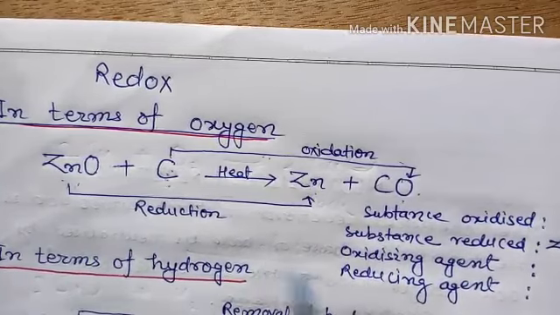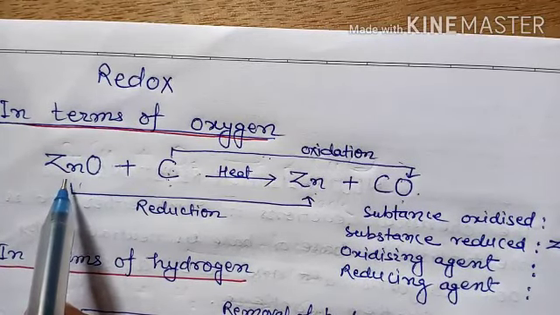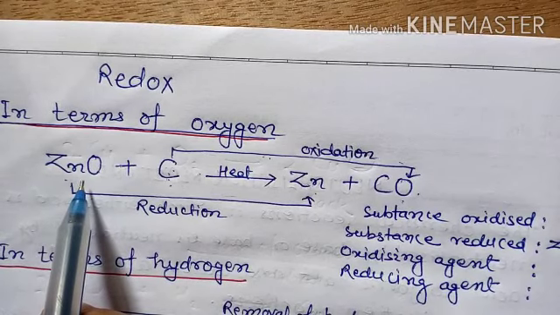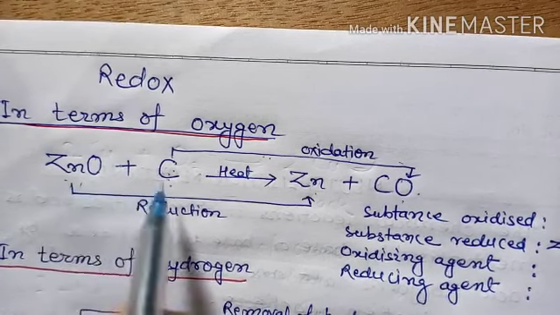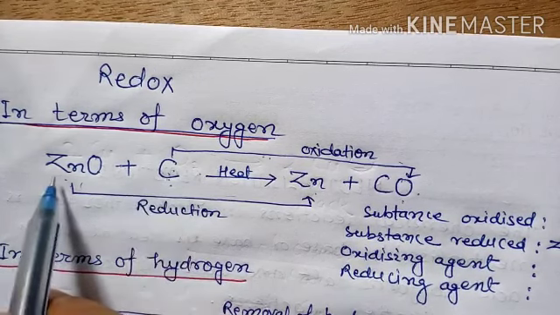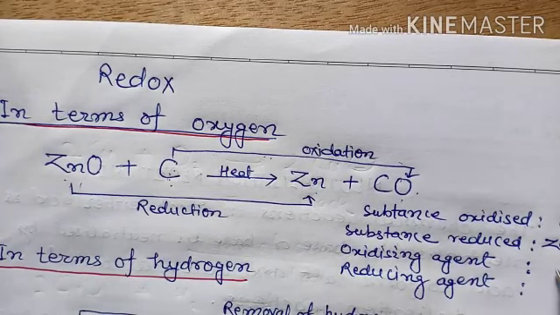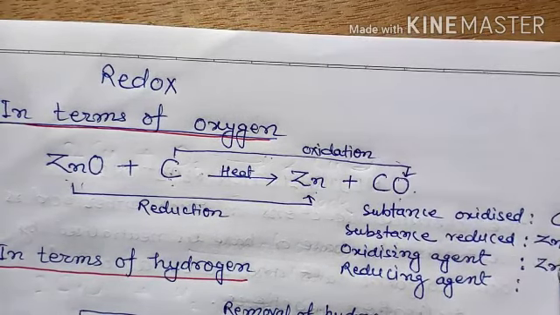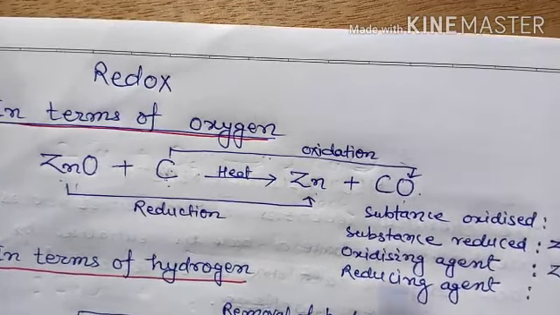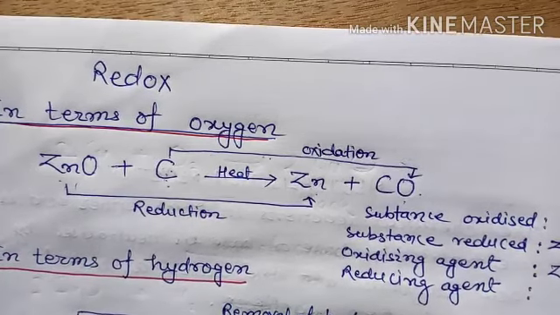And students, because carbon gets oxygen from zinc oxide, zinc oxide is acting as the oxidizing agent and the reducing agent is carbon. Carbon is the reducing agent.